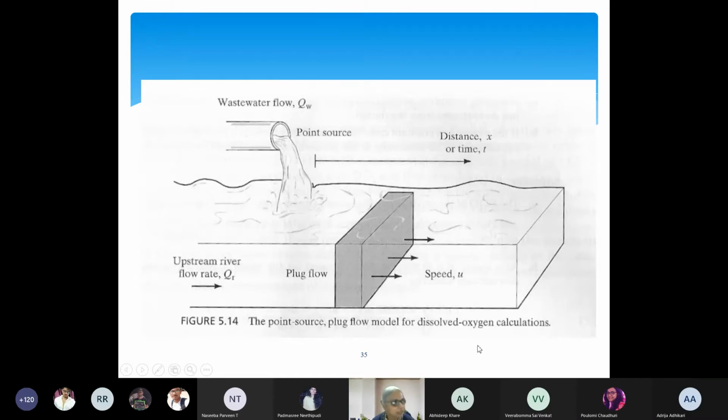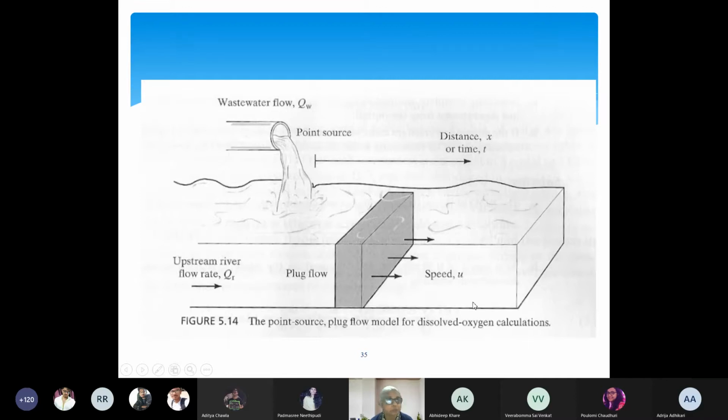This is a very old model. It's been close to 100 years now. 1925 is when this report was published. It's called the Streeter-Phelps DO-SAG curve. And I think the data they collected was exactly 100 years ago. So it's been validated any number of times in most locations. So this is our plug flow model.